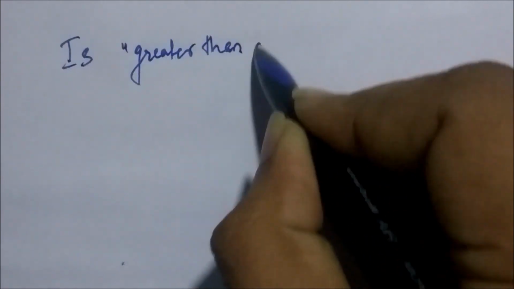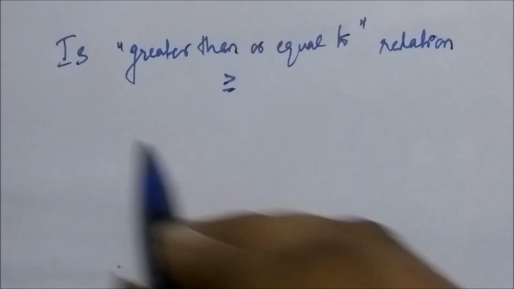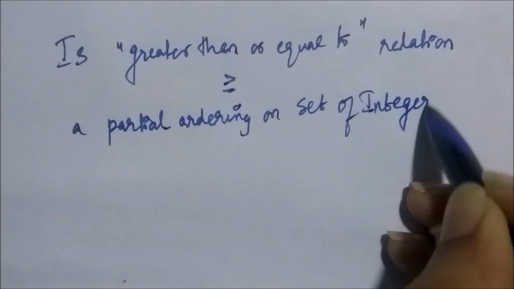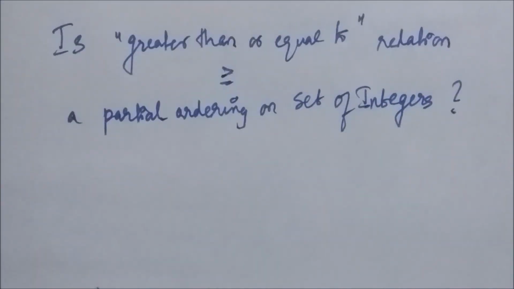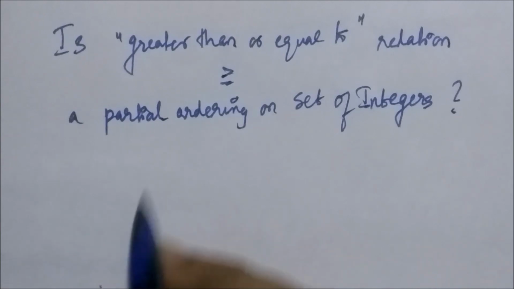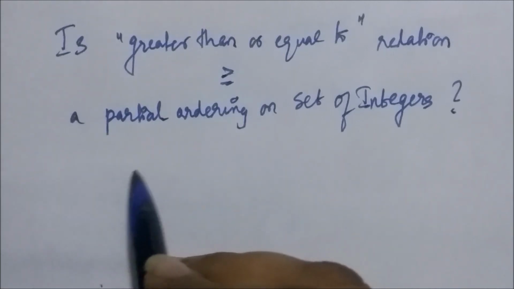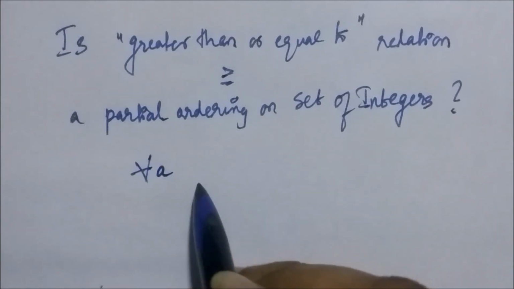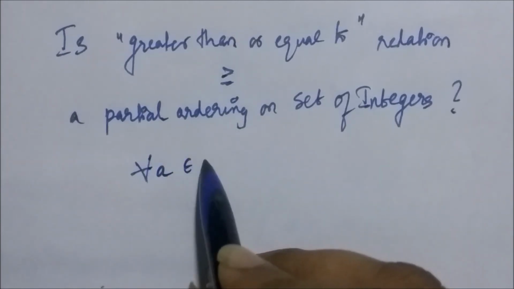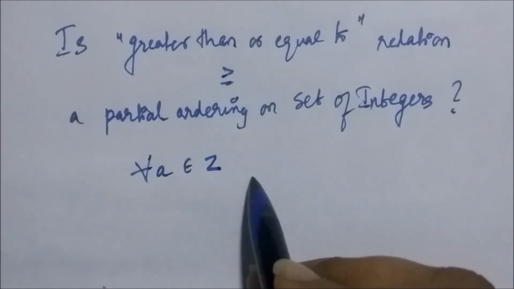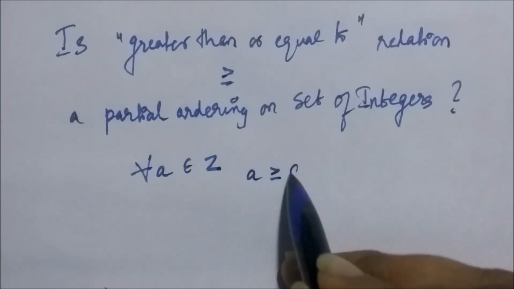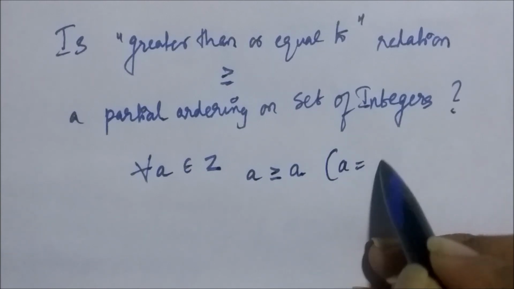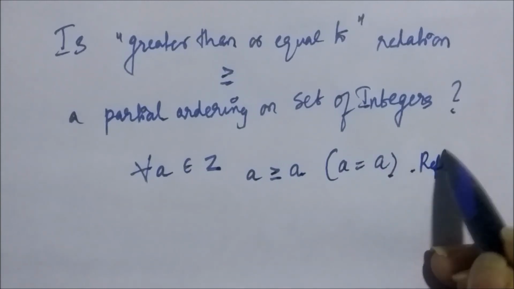Here is a question. Is the greater than or equal to relation a partial ordering on the set of integers? The relation here is greater than or equal to, and the set is the set of integers. Now we want to see whether it's a partial ordering or not. So let's see whether it is reflexive, antisymmetric, and transitive at the same time. If you take any a belonging to the integers, we have that a is at least a, because a is the same as a, right? Hence the relation is reflexive.